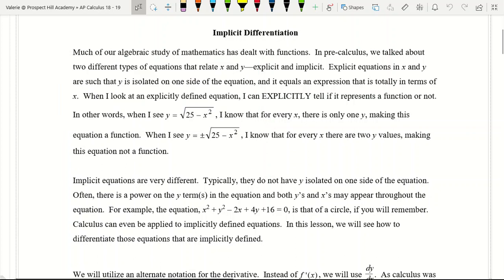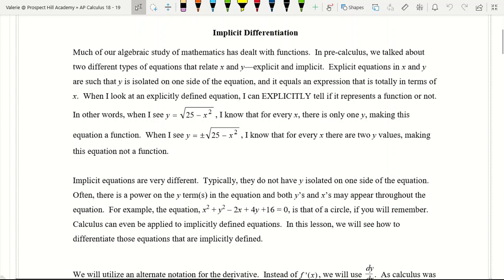Unit 4, pages 115 to 118, Implicit differentiation. Much of our algebraic study of mathematics has dealt with functions. Earlier today, we talked about two different types of equations that relate x and y, explicit and implicit.